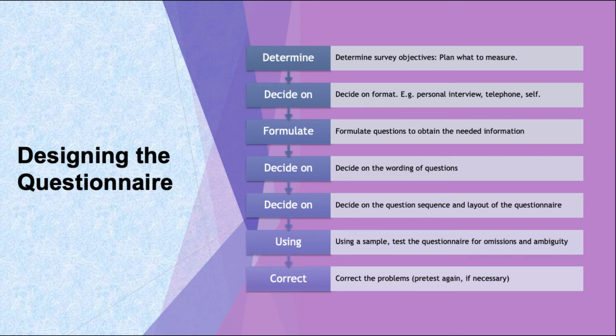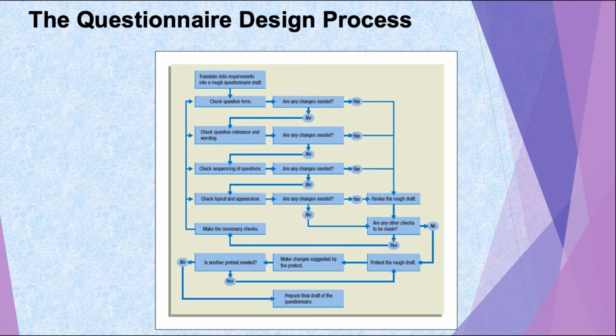clear language. Using a sample, test the questionnaire for omission and ambiguity. You check your questionnaire and check if there is any omission of a question. You may have forgotten to ask a question which is very important to measure a particular research objective or research question. Correct the problems, pre-test again if necessary, and that is where we do the pilot study as we explained in the last class. And this is another process to design the questionnaire.